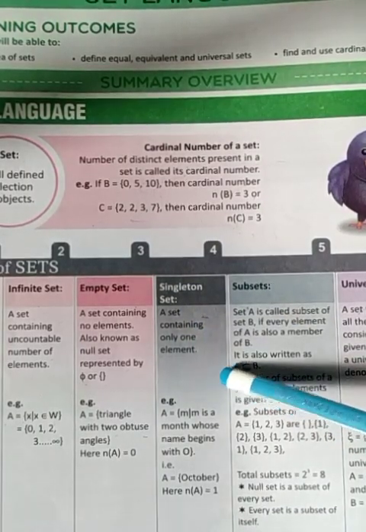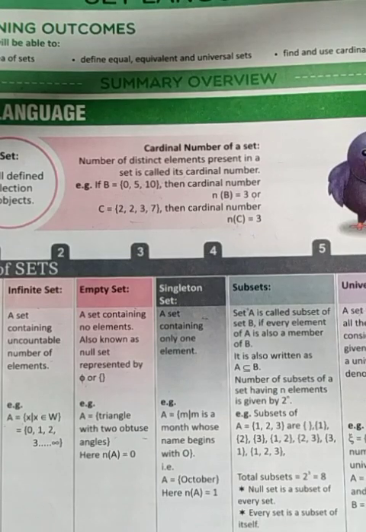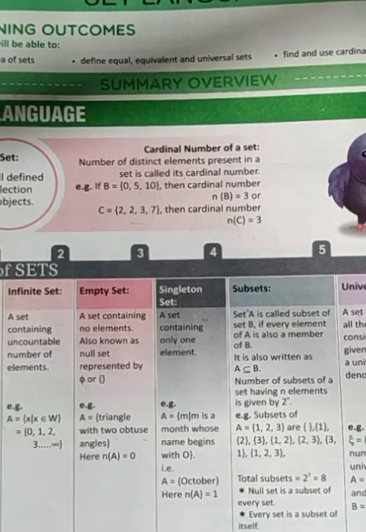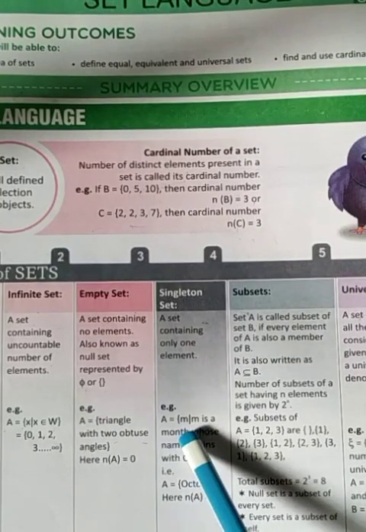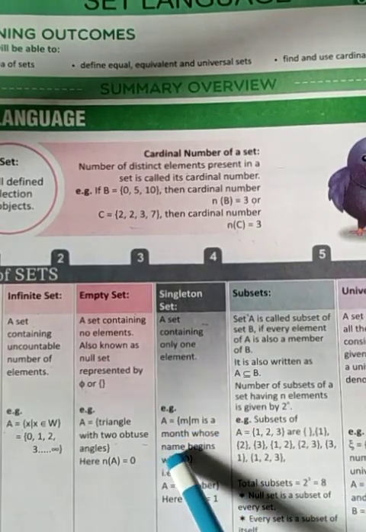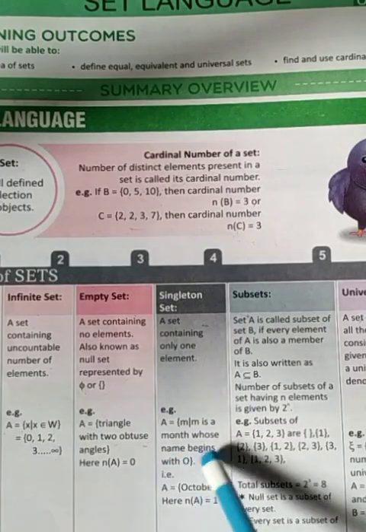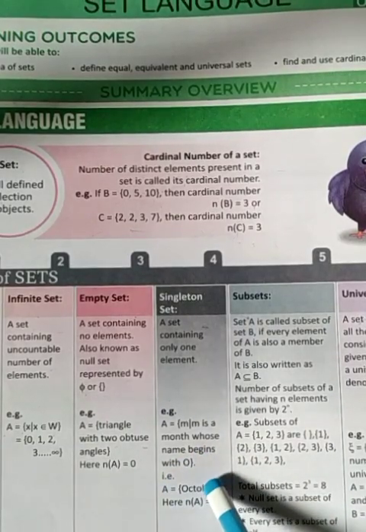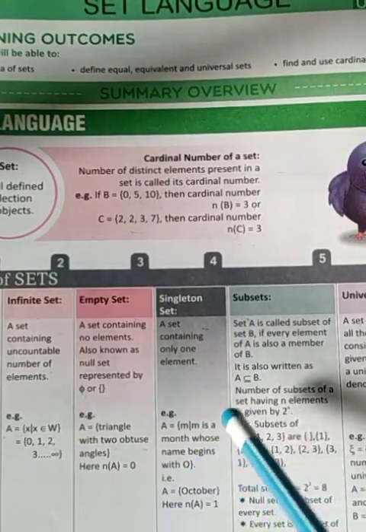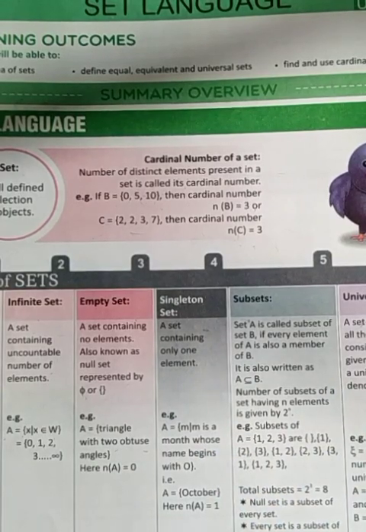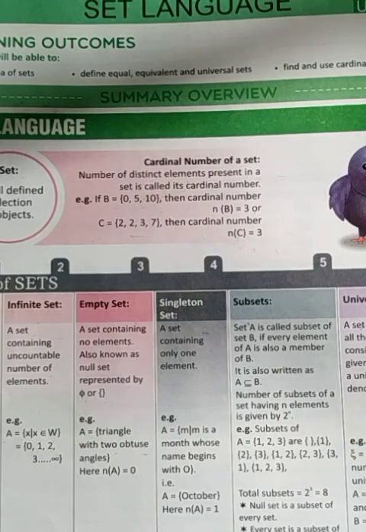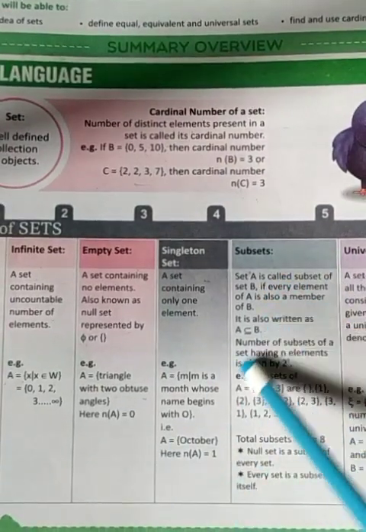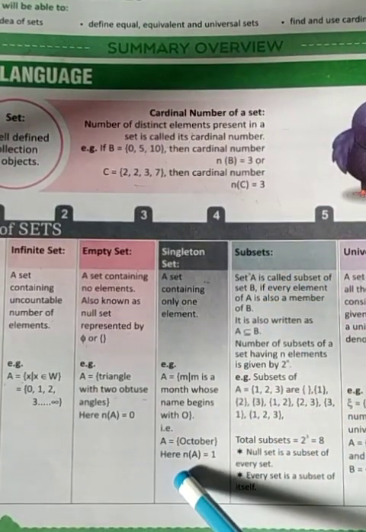A set containing only one element we call a singleton. For example, M is equal to {m | m is a month whose name begins with O}. So it is a month, and the name should begin with O. So that is October. Only one element should be there. That we call a singleton element. Have you understood now?